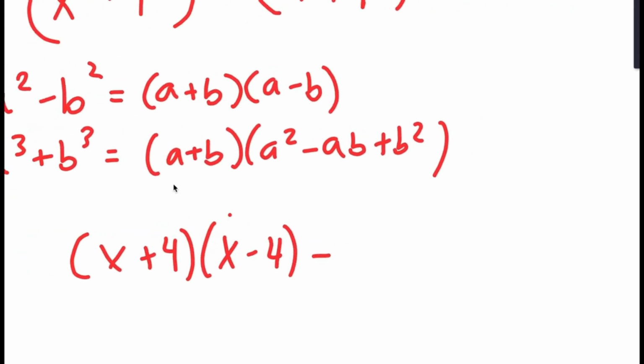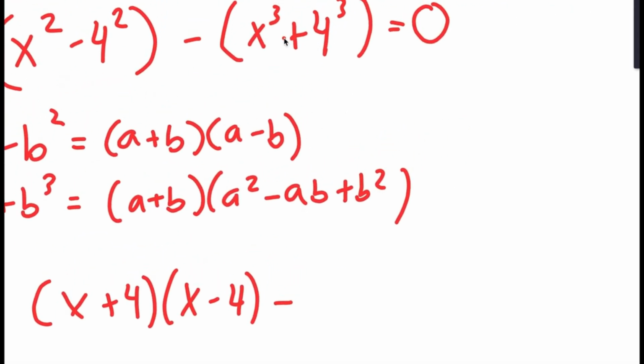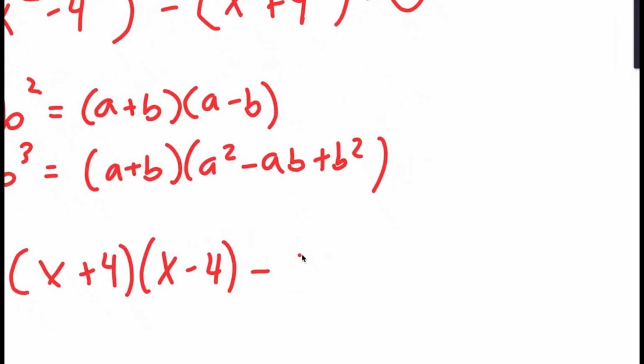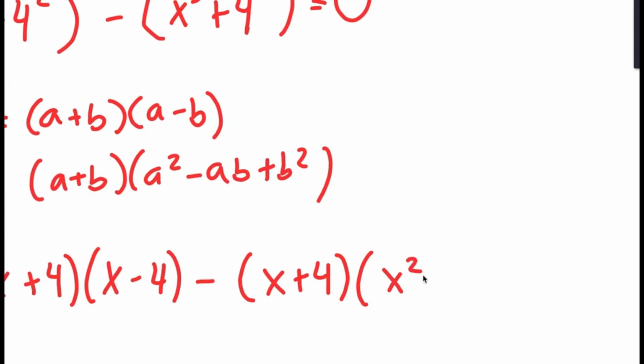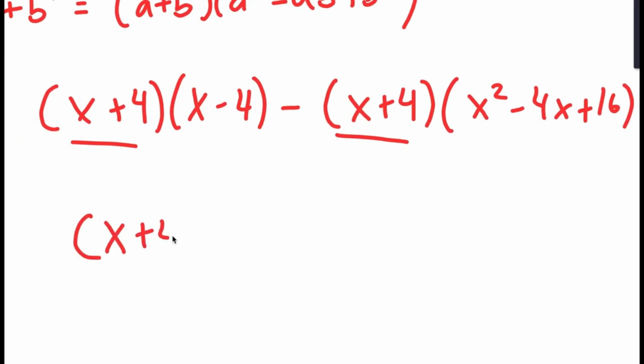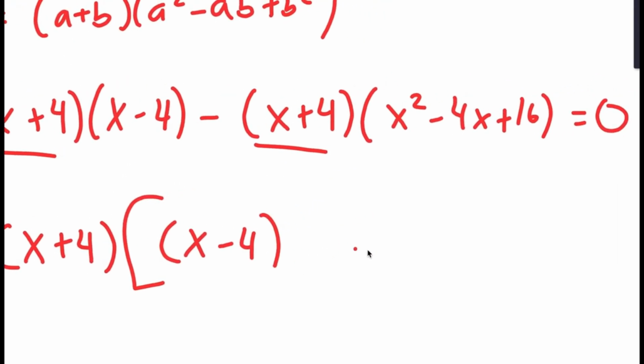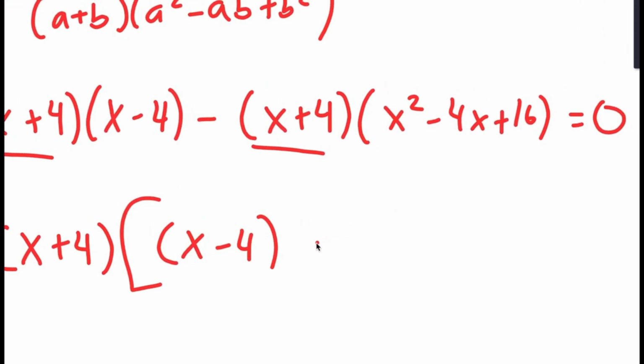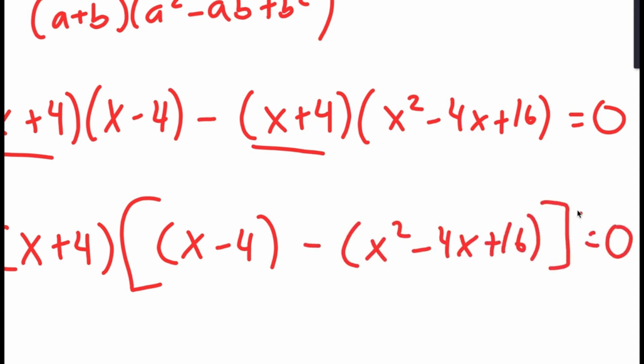I have this minus a to the power 3 plus b to the power 3, or in this case, x to the power 3 plus 4 to the power 3, is going to turn into x plus 4 times x squared minus 4x plus 16. Now, because both of these terms have x plus 4 in them, I can factor out x plus 4. So I get x plus 4 times x minus 4 minus x squared minus 4x plus 16 is equal to 0.